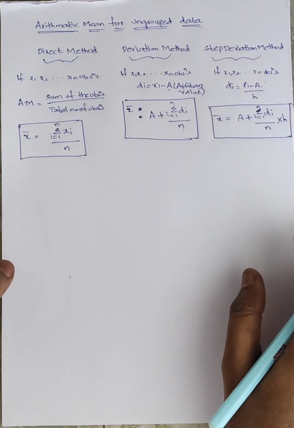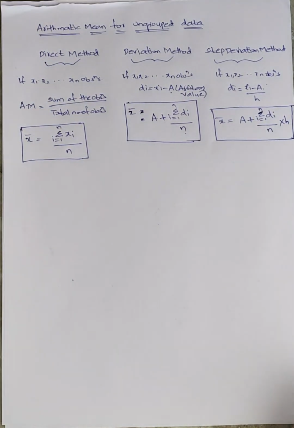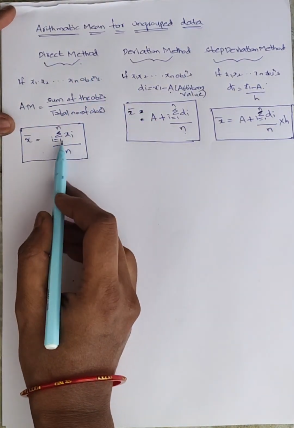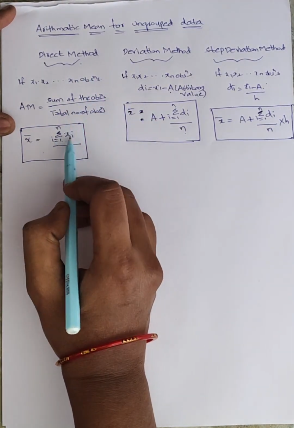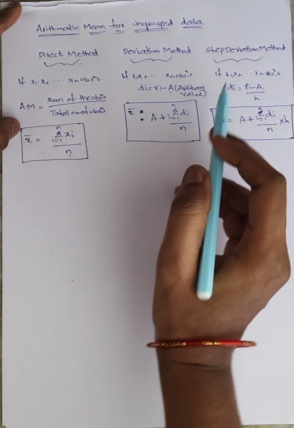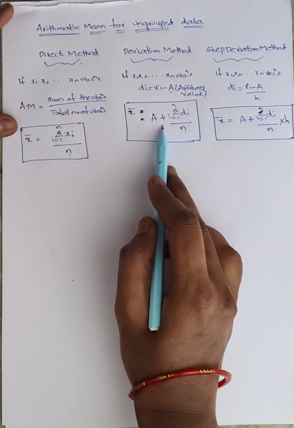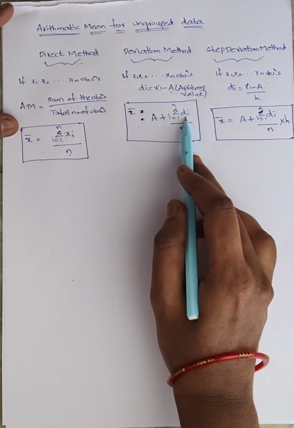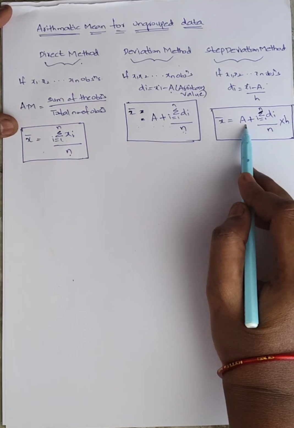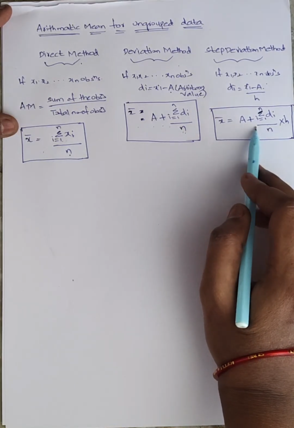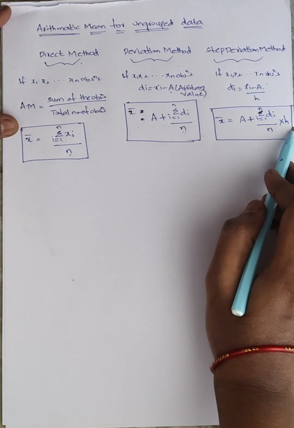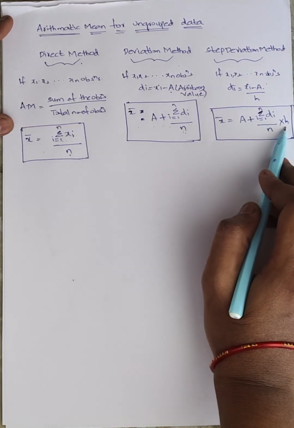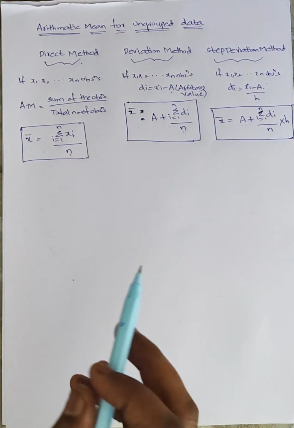We'll take one problem and do the solution, then we will come to know. For direct method, x bar is equal to summation xi by n, sum of the observations divided by total number of observations. For deviation method, x bar is equal to a plus summation i is equal to 1 to n di by n. For step deviation method, x bar is equal to a plus summation di by n into h. A is any arbitrary value, h is the difference between the observations.